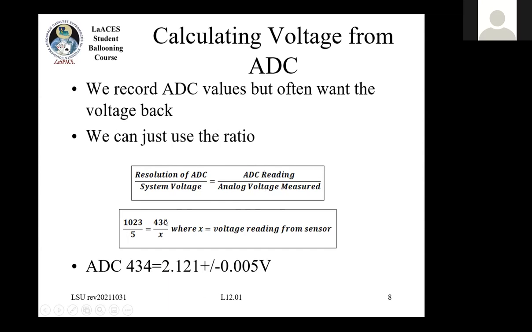So for example, if I had a particular ADC value of 434, well, that's going to correspond to a value of 2.121, right? Plus or minus that width of that bin, because I really don't know exactly where it is, right?